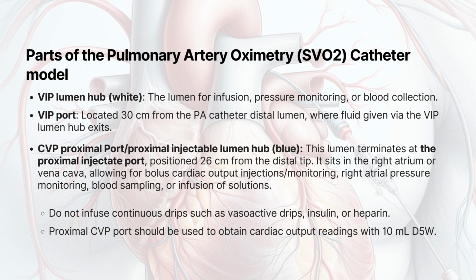It sits in the right atrium, or the vena cava, allowing for bolus cardiac output injections, right atrial pressure monitoring, blood sampling, or infusion of solutions. Do not infuse continuous drips, such as vasoactive drips, insulin or heparin in this blue lumen. The proximal CVP port will be used to obtain cardiac output readings with 10 milliliters D5W.